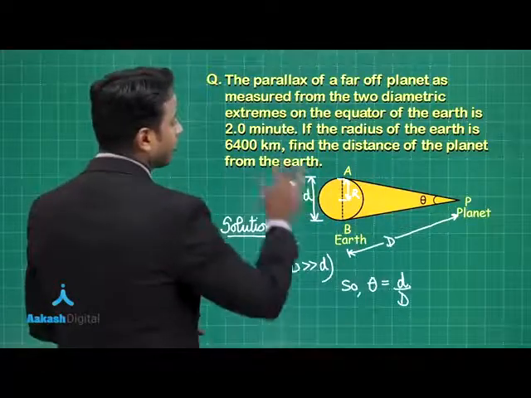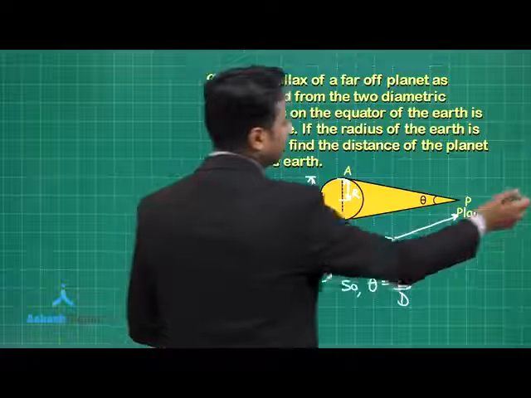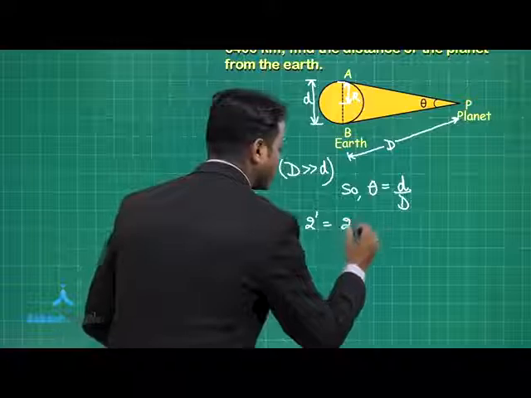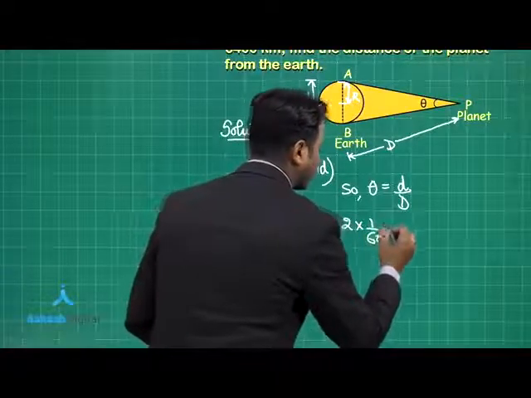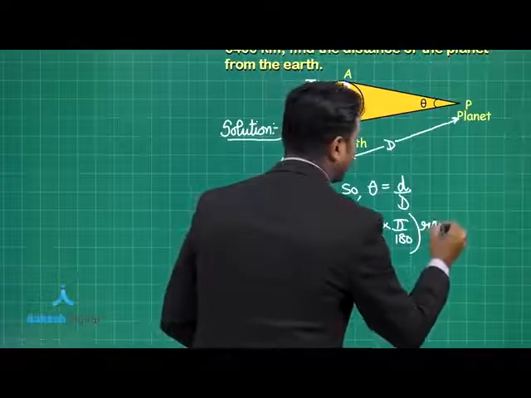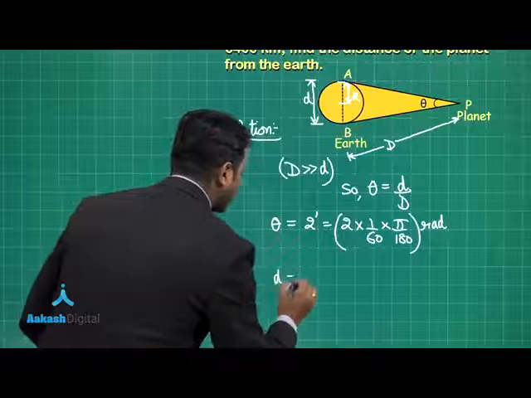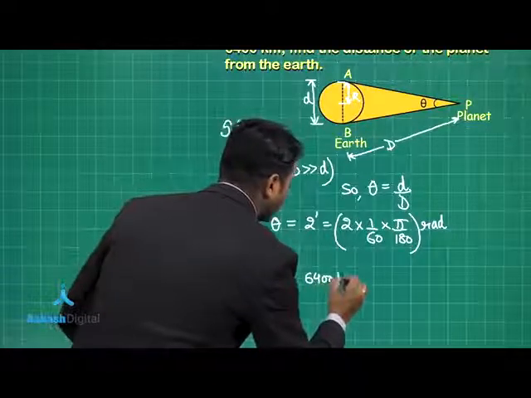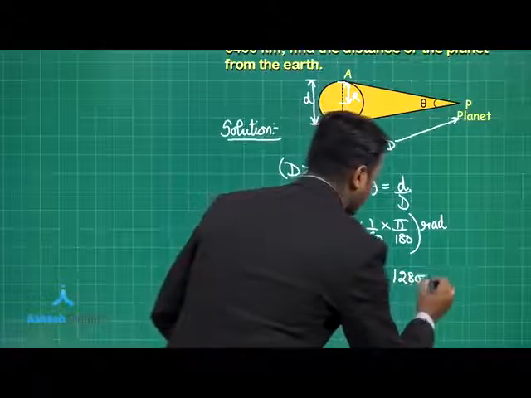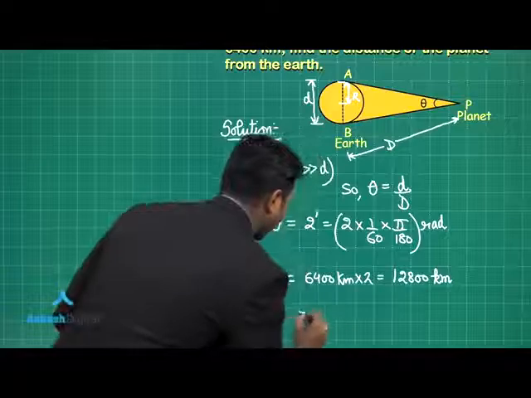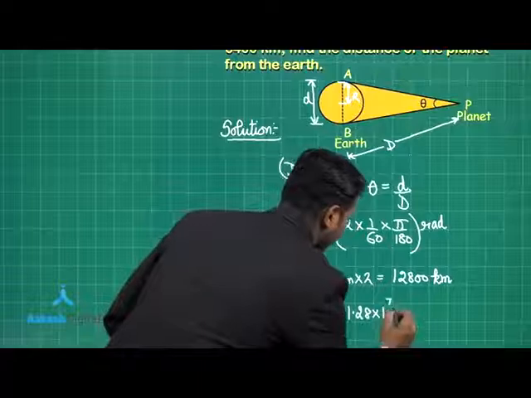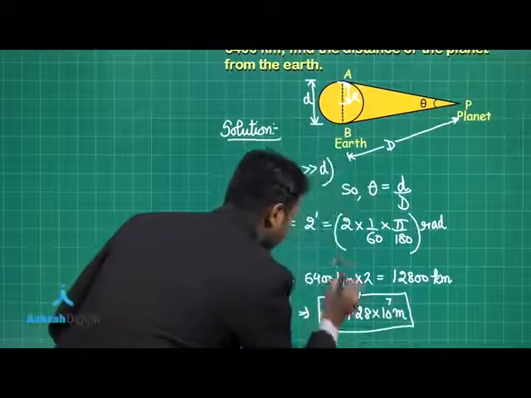And here this theta value is given as 2 minutes and small d value we can calculate. So let's see the theta value first. Theta value is 2 minutes. This is 2 into 1 by 60 of a degree and then pi by 180 of a radian. So this value is being converted into radian. The next thing is the distance small d, that is 6400 kilometer into 2. So this is 12800 kilometer, and in the SI system this d will be 1.28 into 10 to the power 7 meter. I hope this is very clear to you.